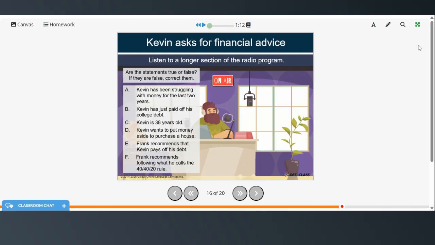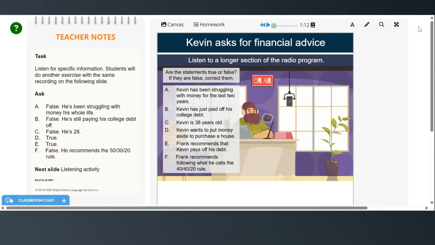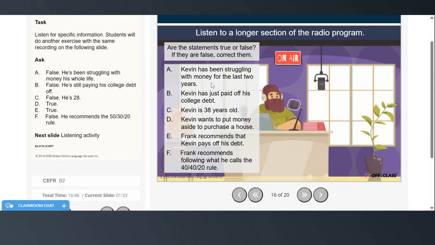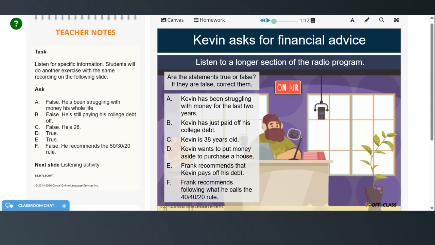Alright, so Kevin has been struggling with money for the last 2 years. That's false. He said he'd been struggling with money his whole life. Kevin has just paid off his college debt. That's false. He's still paying it off. Kevin is 38 years old. That's false. He said he was 28. Kevin wants to put money aside to purchase a house. That is true. Frank recommends that Kevin pays off his debt. That's true. And Frank recommends following what he calls the 40-40-20 rule. That's false. It's the 50-30-20 rule.